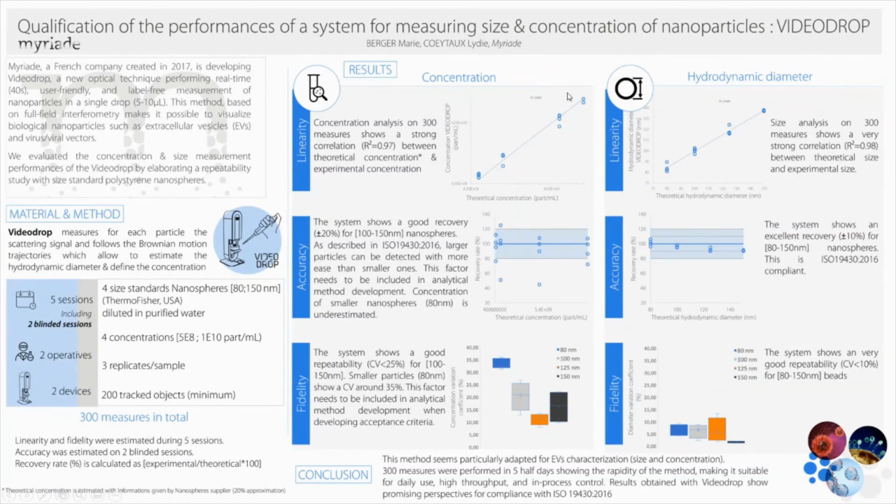If we look at the hydrodynamic diameter size analysis and the linearity of the size analysis, it shows a very strong correlation. Looking at the accuracy of the measurement of the hydrodynamic diameter, the system shows an excellent recovery, plus or minus 10% for all the size range. And if we look at the fidelity of the measure of the hydrodynamic diameter, the system shows a very good repeatability, CV under 10%. As a conclusion, we think this method is particularly adapted for EVs characterization, the size and concentration, because we are in the size range of EVs.